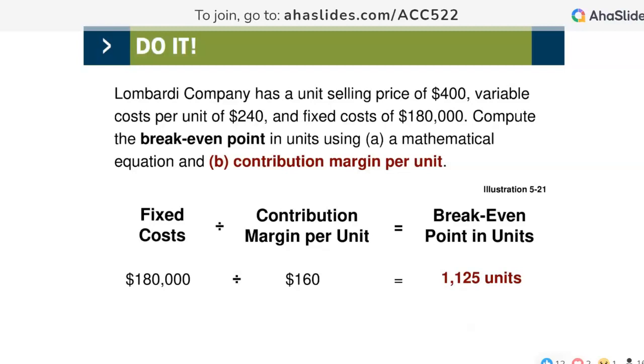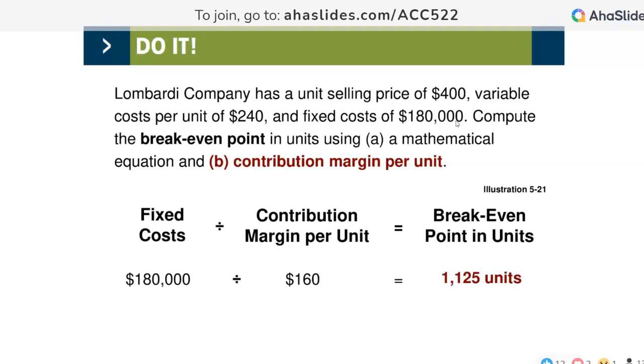Well, what I need is the contribution margin per unit. So compute the break even with the contribution margin per unit. Well, that's simply 400 minus 240, which is 160. So my fixed cost is 180. My contribution margin is 160. There's my answer in units.